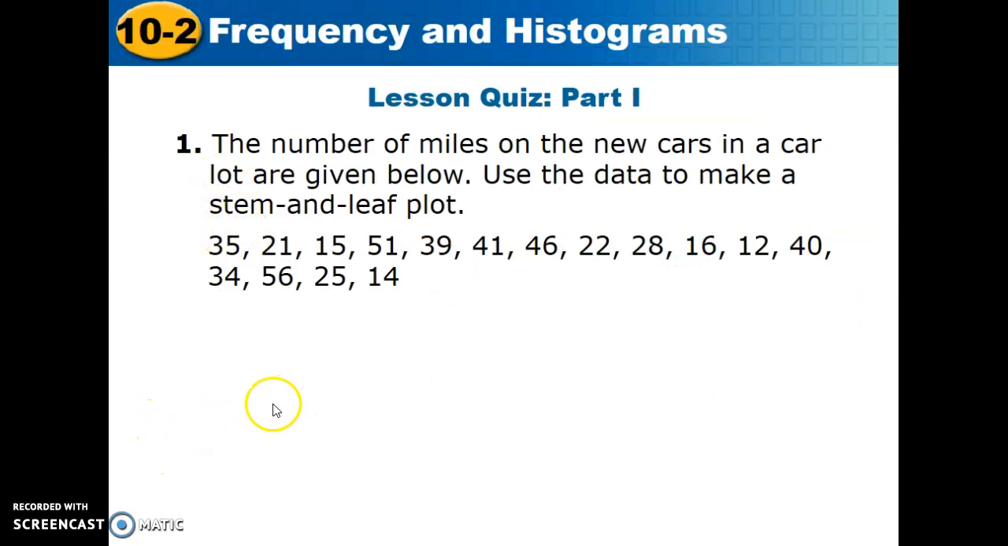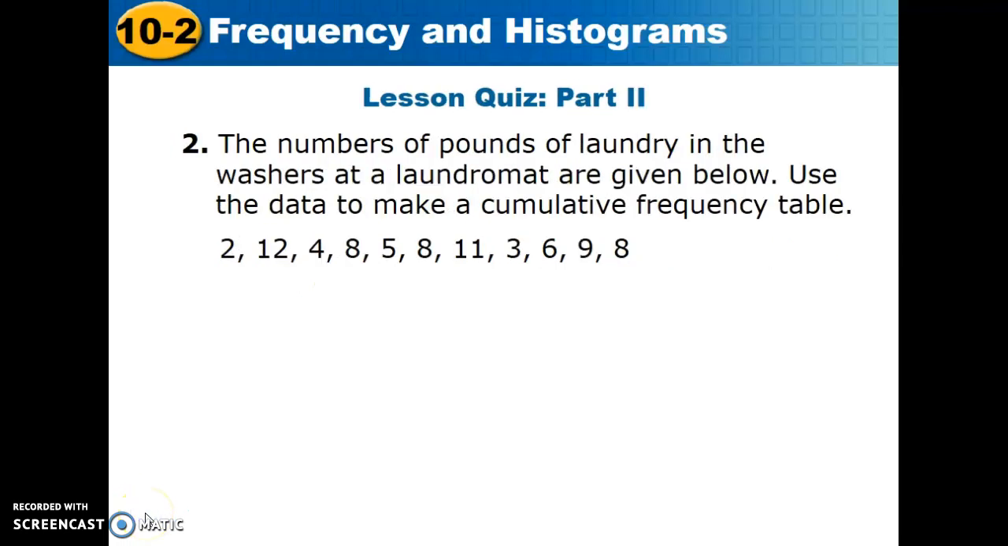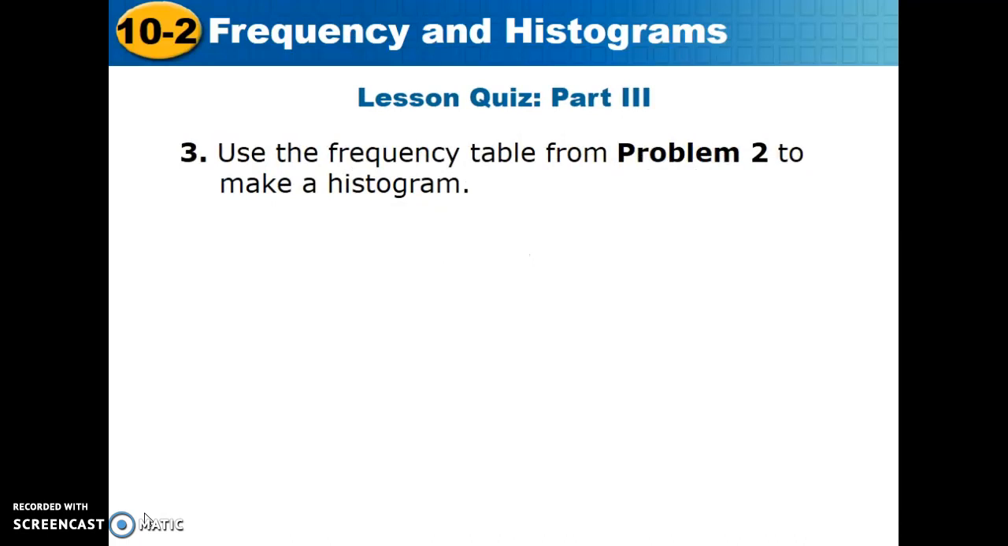When you get done with your lesson, that assignment is on PowerSchool. I want you to come back to this lesson quiz and submit this with your assignment as well. This is lesson quiz part 2. It is also part of your quiz to be submitted with your homework for lesson 10-2. Here is lesson quiz part 3. Use the frequency table from problem 2 to make your histogram. Please submit this as your quiz with your lesson for 10-2.